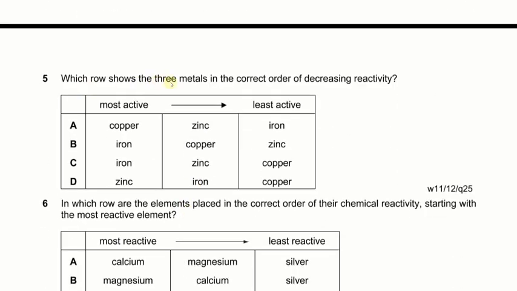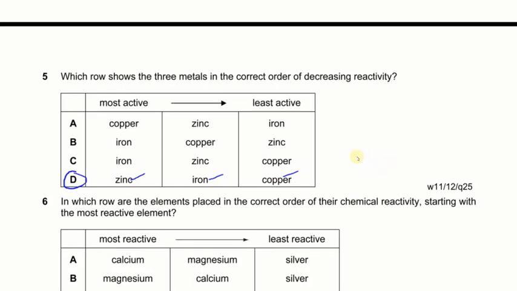Let's move ahead. Which row shows the three metals in the correct order of decreasing reactivity? Most reactive, from copper, iron, and zinc: zinc is the most reactive out of these, then the iron, and then the copper. You have to learn the reactivity order that I have just mentioned in the previous questions.